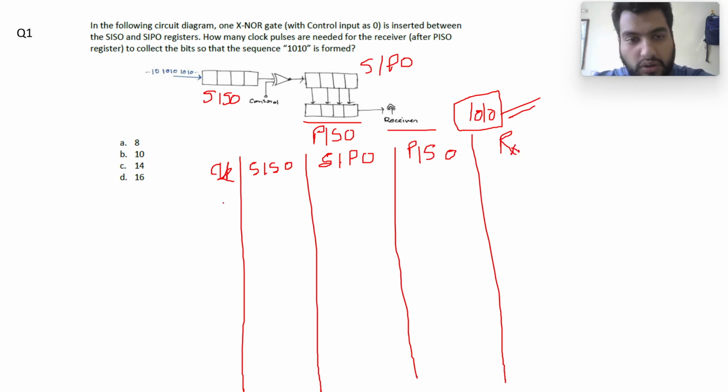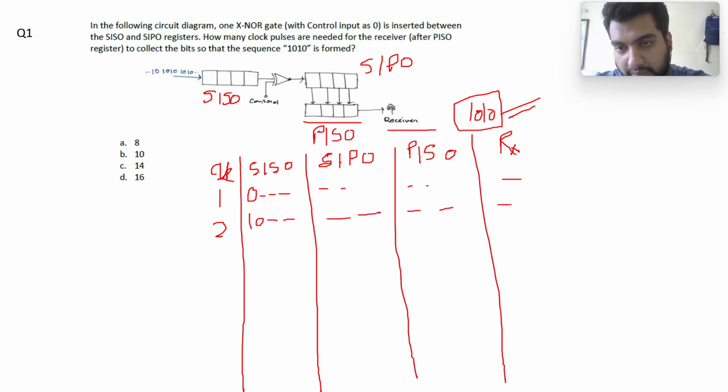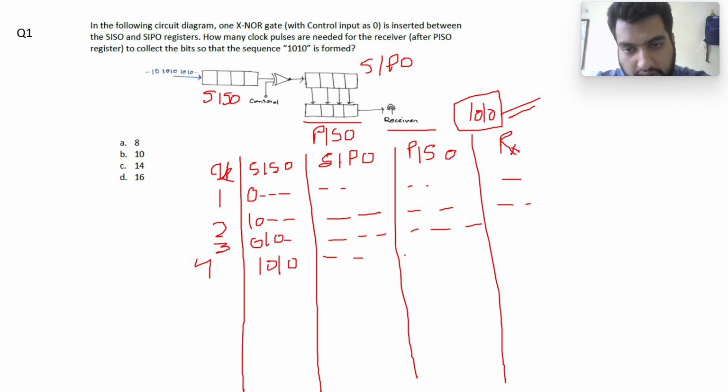In the first clock cycle, this 0 will go into the serial in serial output register, and all others stay as they are, and similarly for this and this. Then in the second clock cycle, another bit goes into the serial in serial output register, so it will be 1 0, and the others remain like this. Then in the third clock cycle we have 0 1 0, and it will go like this. Then finally we have 1 0 1 0, and it will go like this. Now for the fifth clock cycle, this 0 is here, right?